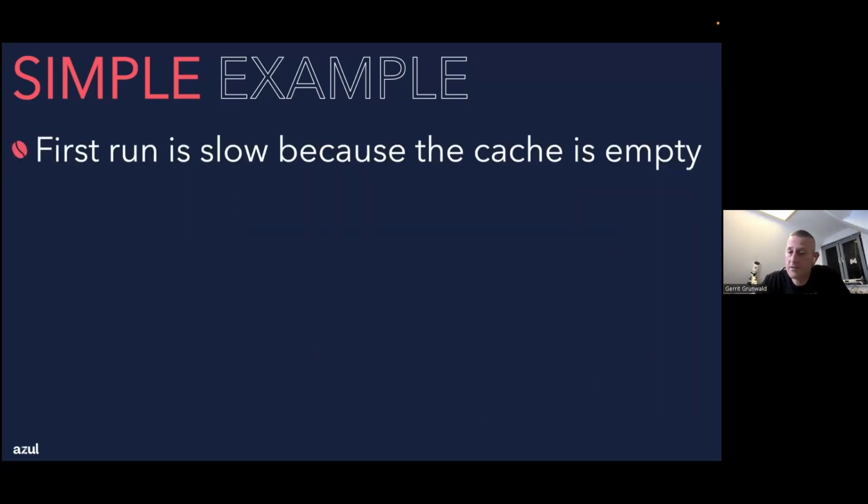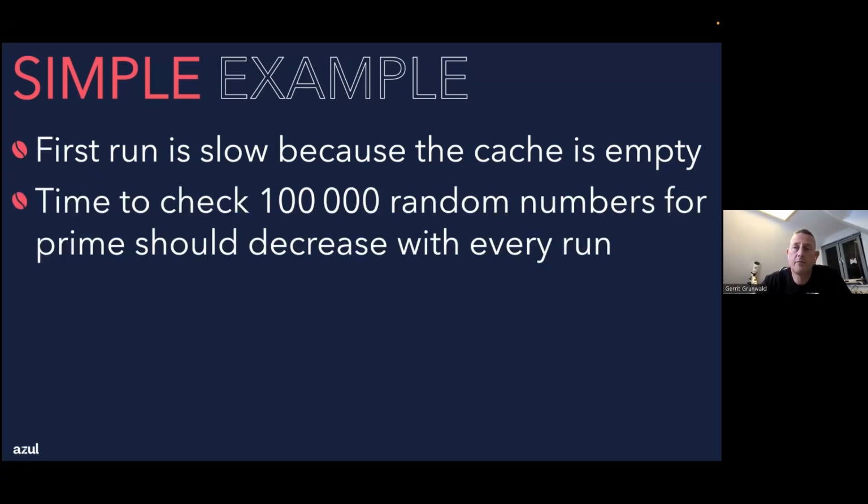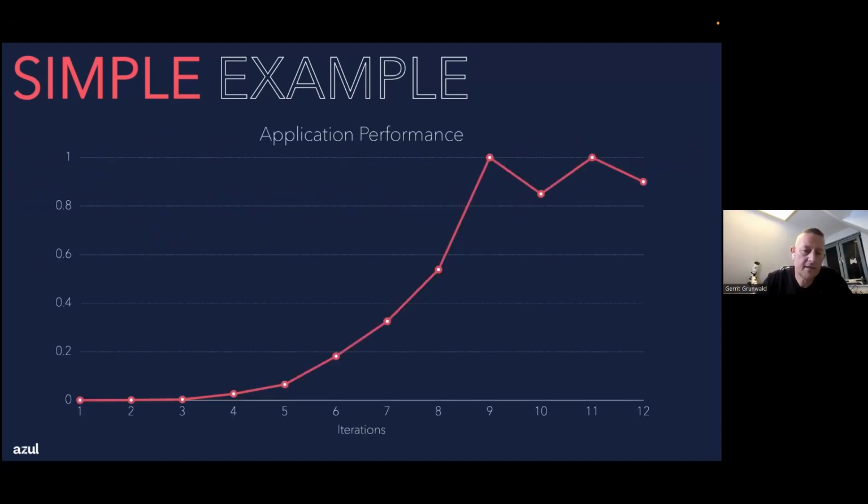That means the first run will probably be very slow because the cache is empty. Every value has to be calculated. Then from each iteration to the next, it will get faster and faster because the cache will contain more values. I made some tests, and you see this is probably very similar to the curve that we saw with the JVM. In the beginning, it's very slow, and then with each iteration, it gets faster and faster.